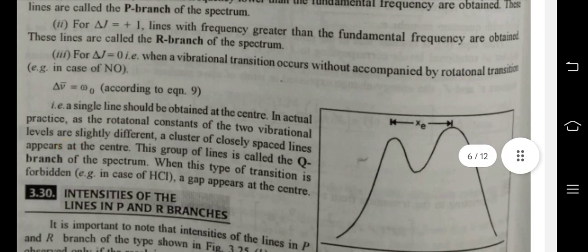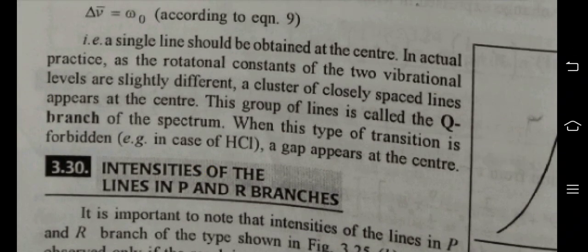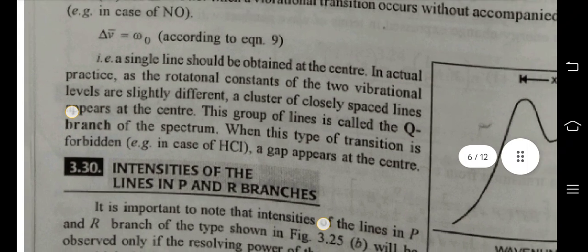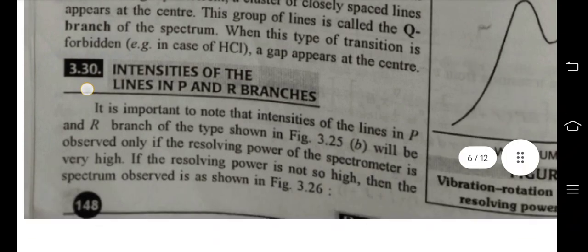For ΔJ = 0, that is when a vibrational transition occurs without being accompanied by a rotational transition, for example in case of NO, Δν̄ = ω_0. That is, a single line should be obtained at the center. In actual practice, as the rotational constants of the two vibrational levels are slightly different, a cluster of closely spaced lines appears at the center. This group of lines is called the Q branch of the spectrum. When this type of transition is forbidden, a gap appears at the center.